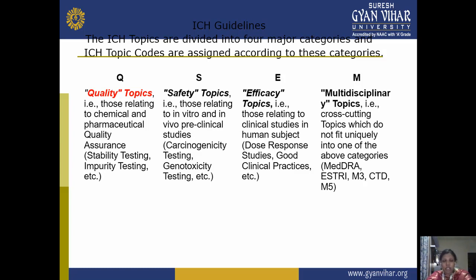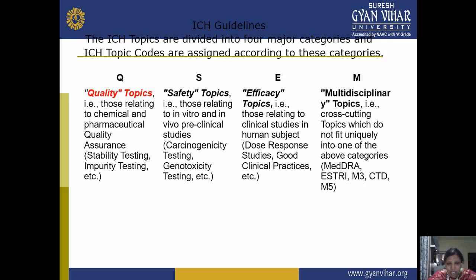Okay, so QSEM. Q represents the quality topics, S represents the safety topics, E represents the efficacy topics, as well as M represents the multidisciplinary topics, that is those which are not covered in QSE, so they will come under the M. Okay, so Q, that is quality topics, are those relating to chemical and pharmaceutical quality assurance, stability testing, impurity testing, etc. S represents the safety topics, that is those relating to in vitro as well as in vivo pre-clinical studies.